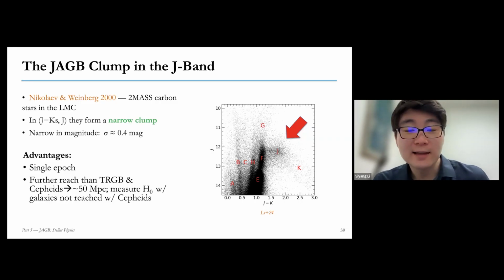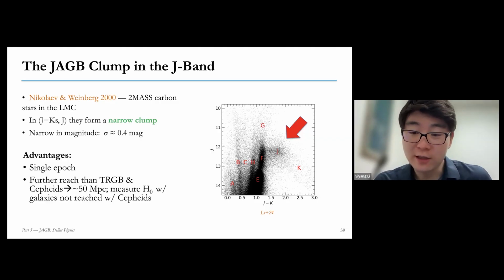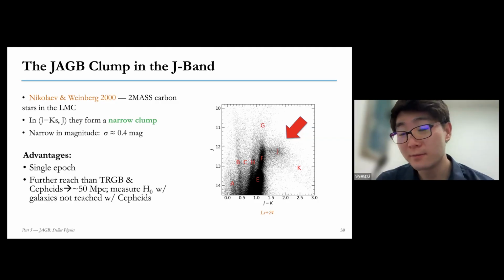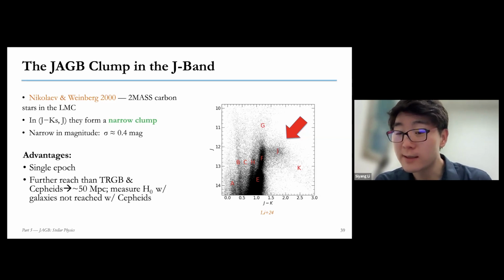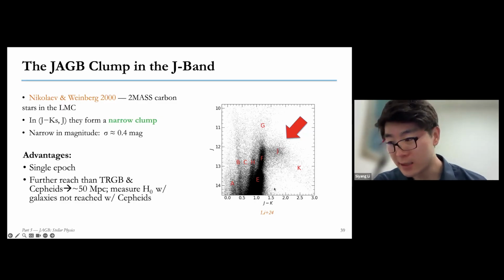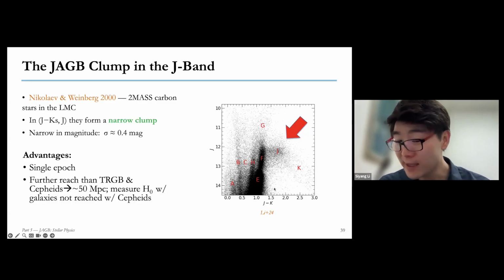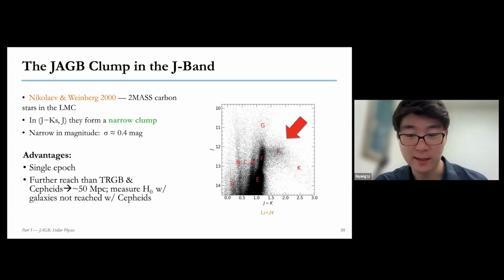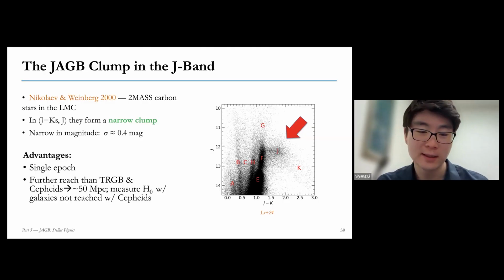They recognized that there are a lot of observational advantages to the JAGB, particularly when it's applied to measuring the Hubble constant in the current landscape. So the JAGB only requires a single epoch to observe, one set of observations to construct this color magnitude diagram. That's a constrained comparison to Cepheids, for instance, which require about a dozen epochs to constrain their periods and amplitudes.